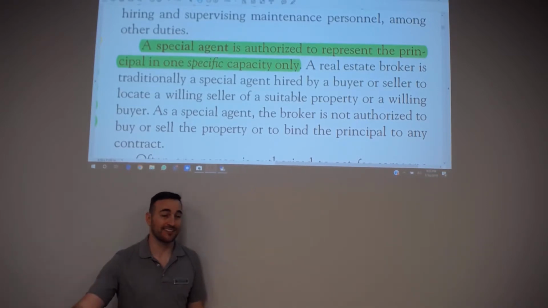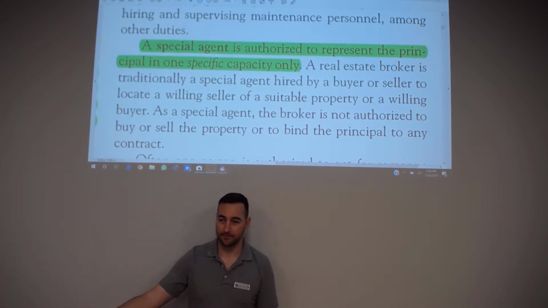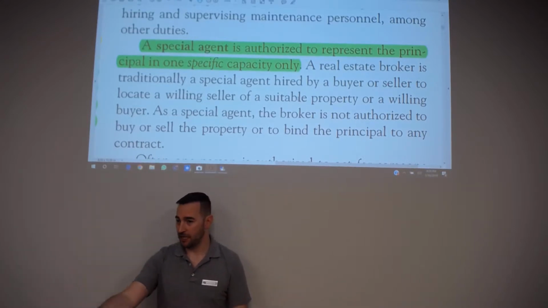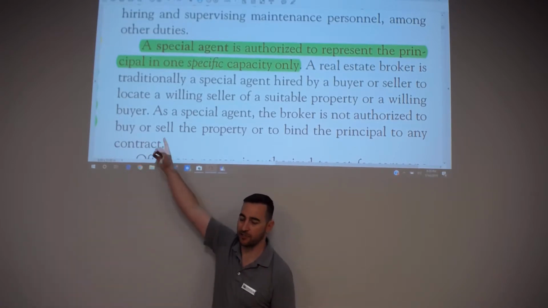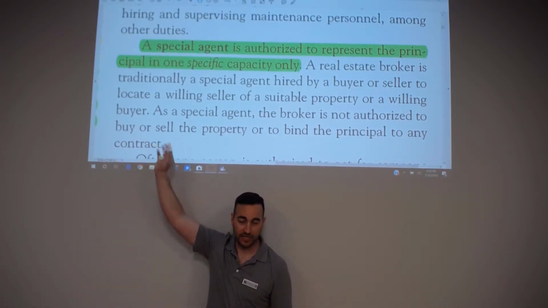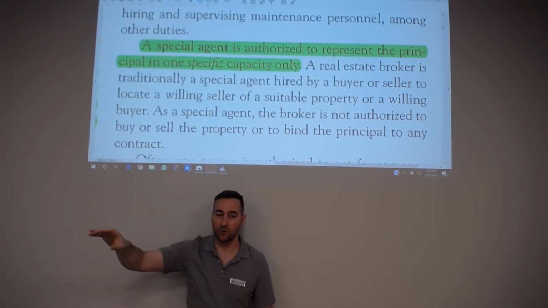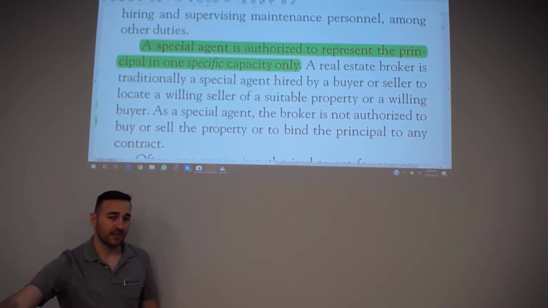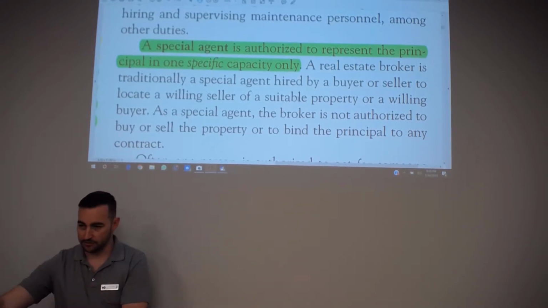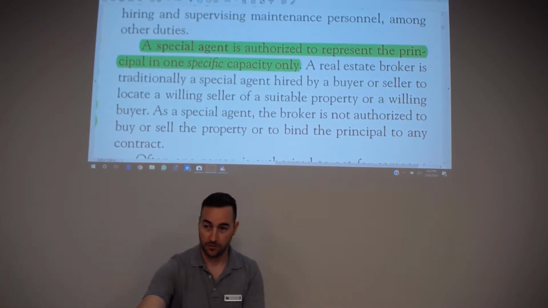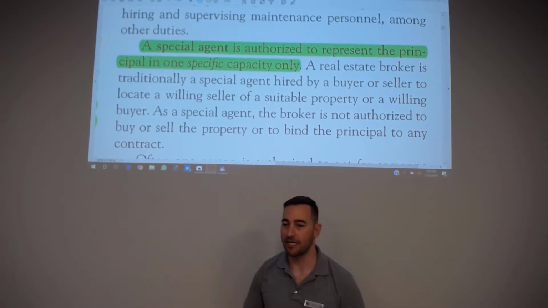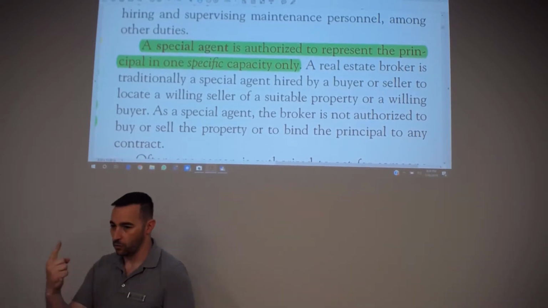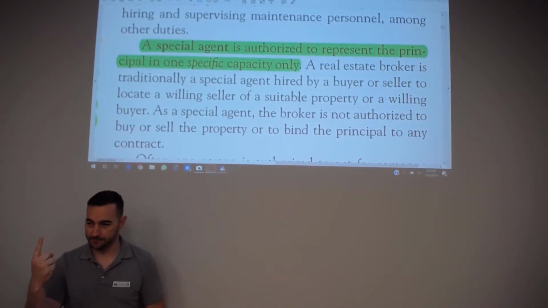Can I represent the seller in another property? Yes. Listen, I could be helping you sell 10 properties, but each property is its own special contract, its own special agreement. So if I helped you sell this property and it closed, we're done here. But I'm still helping you with this one, and with this one, and with that one. Does that make sense? Special contracts, special agency, one specific capacity only. Got it?